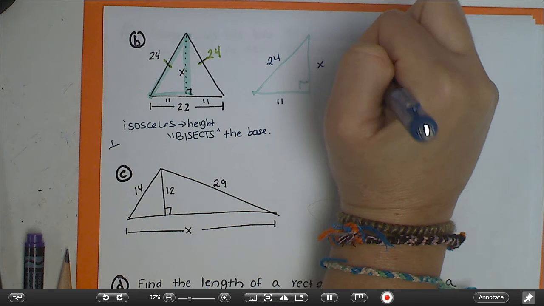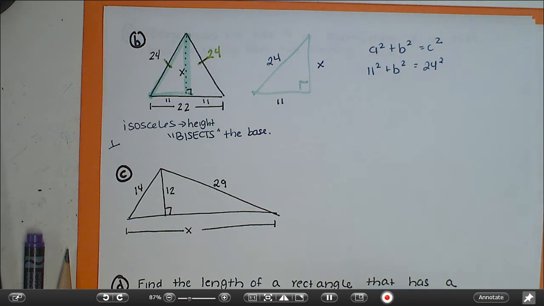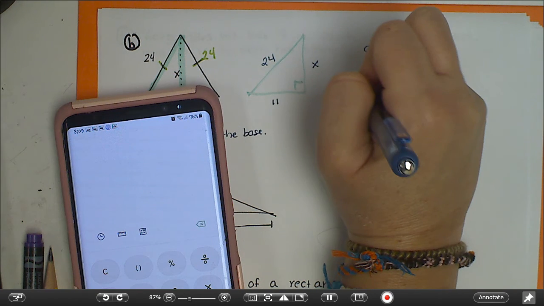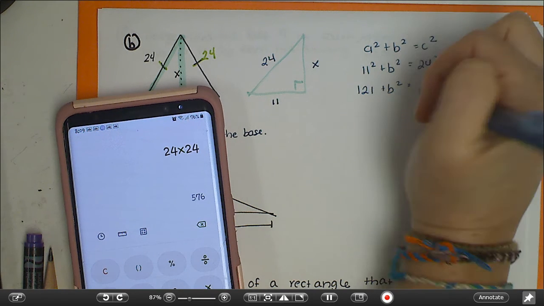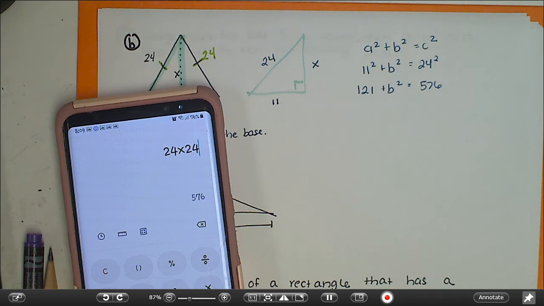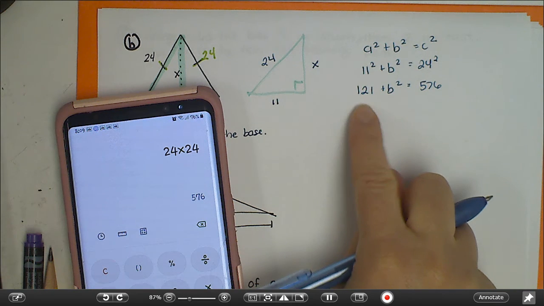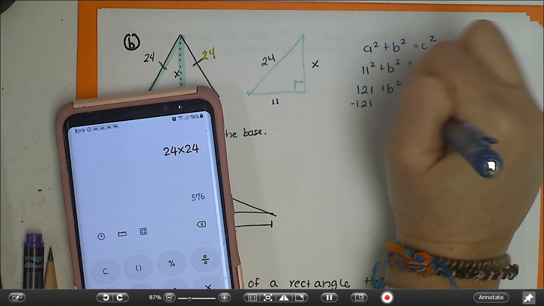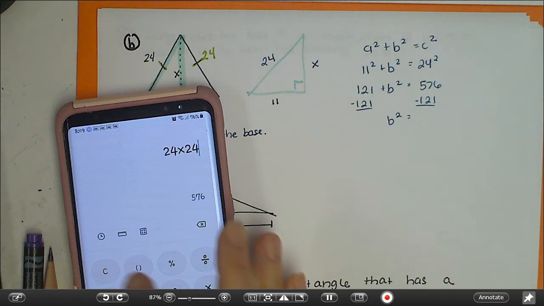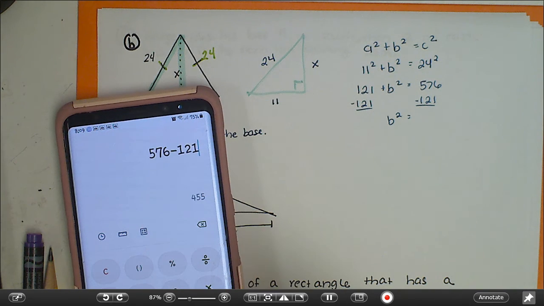We know a or b, doesn't matter, and we can do the math. I'll pull up a calculator real quick just to make this quicker. Okay, so 11 squared is 121. 24 squared is 576. Now we have the b squared with a constant on that side, so we need to subtract 121 from both sides. So b squared equals 576 minus 121.